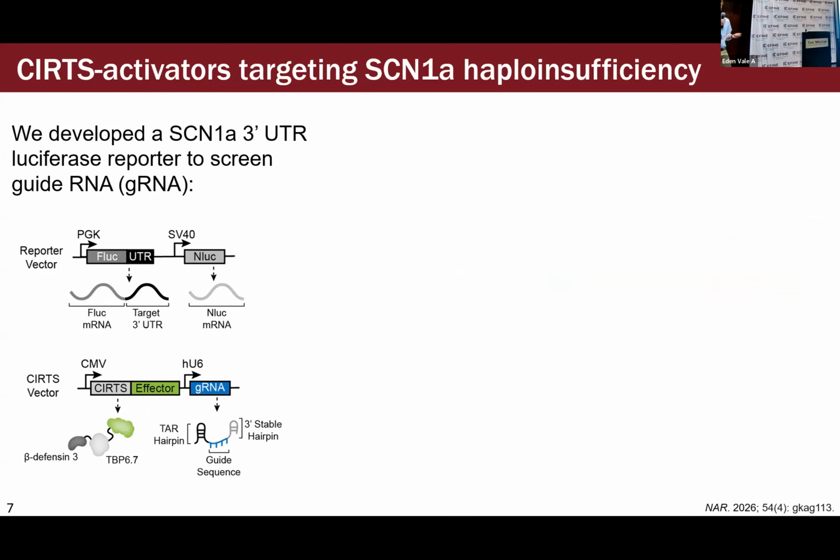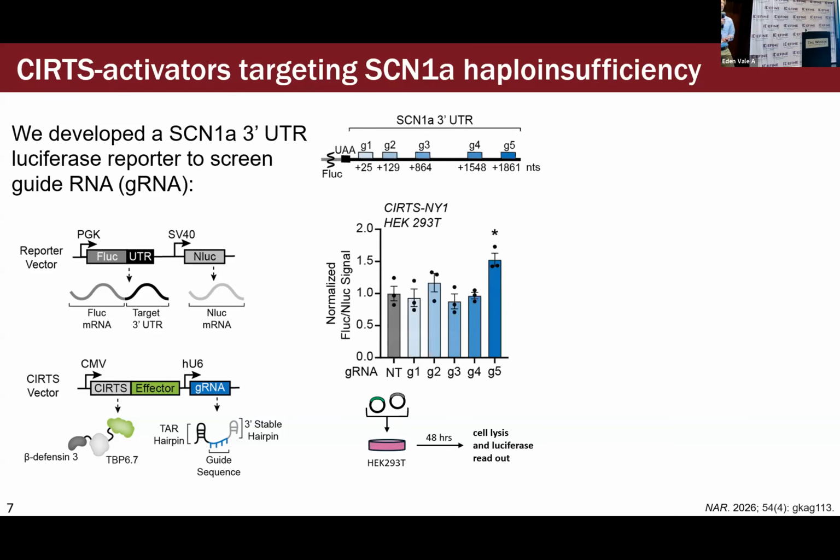And so to do this, we use the same luciferase reporter that I showed earlier, but now we attach the 3' untranslated region of the SCN1A mRNA to the firefly luciferase mRNA. So this allows us to express different guides that bind the SCN1A sequence and see whether they can upregulate the F-Luc signal. So it's just a higher throughput way to measure RNA binding. So here in this experiment, we transfect a vector that expresses the SERTs and a vector that expresses our reporter, and then we measure the firefly compared to a non-targeting guide.